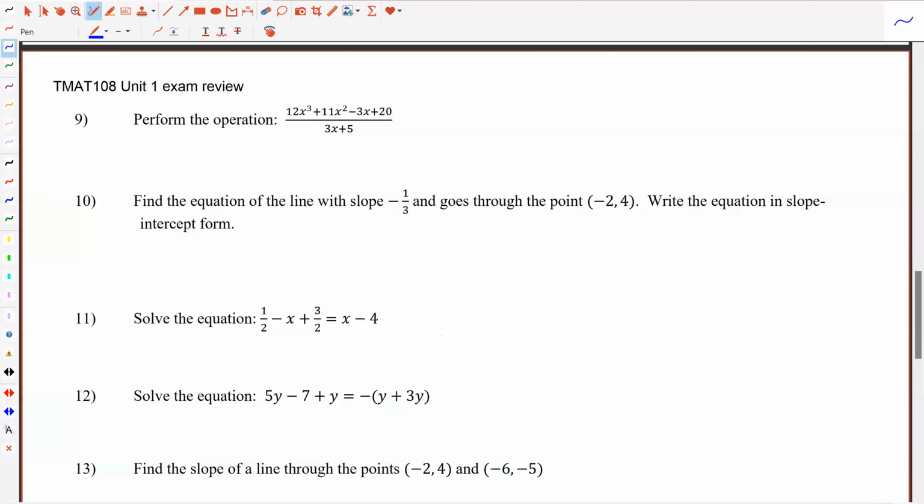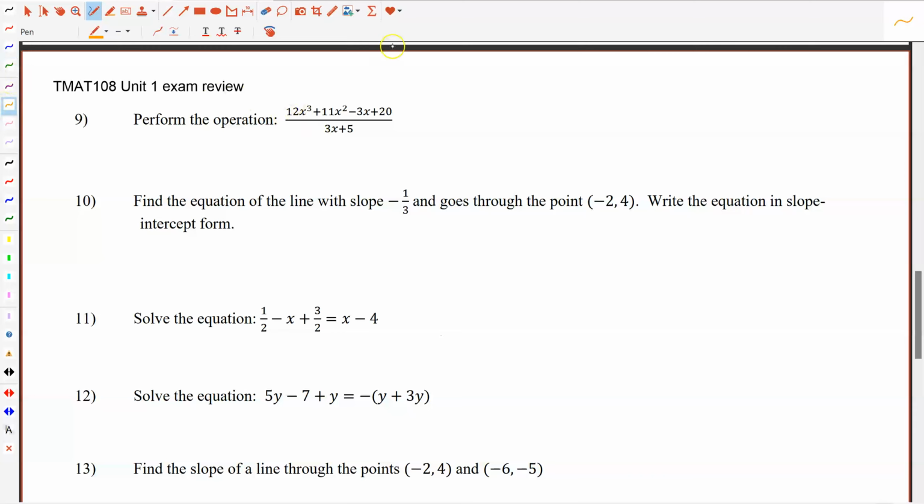Okay, TMAT108 students, this video is for the Unit 1 exam review problems, specifically numbers 9 through 15. For question 9, it says perform the operation. And we're given 12x cubed plus 11x squared minus 3x plus 20, all divided by 3x plus 5.